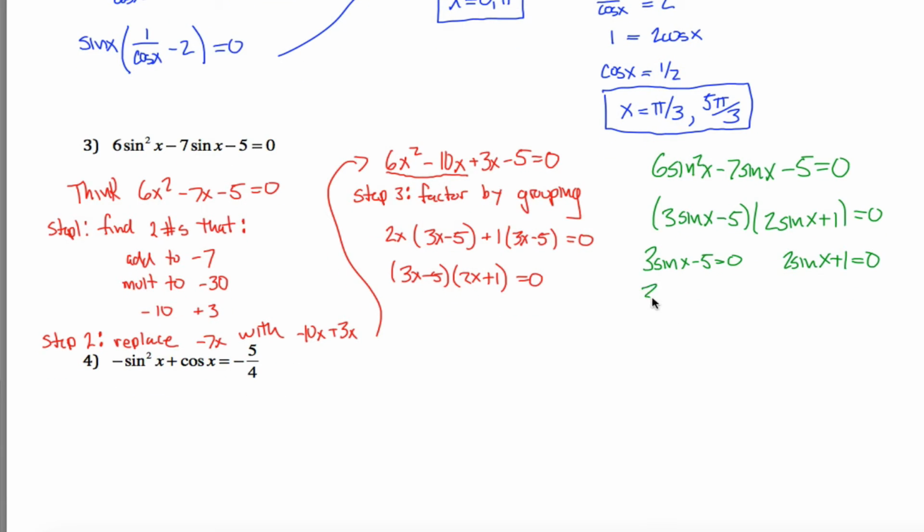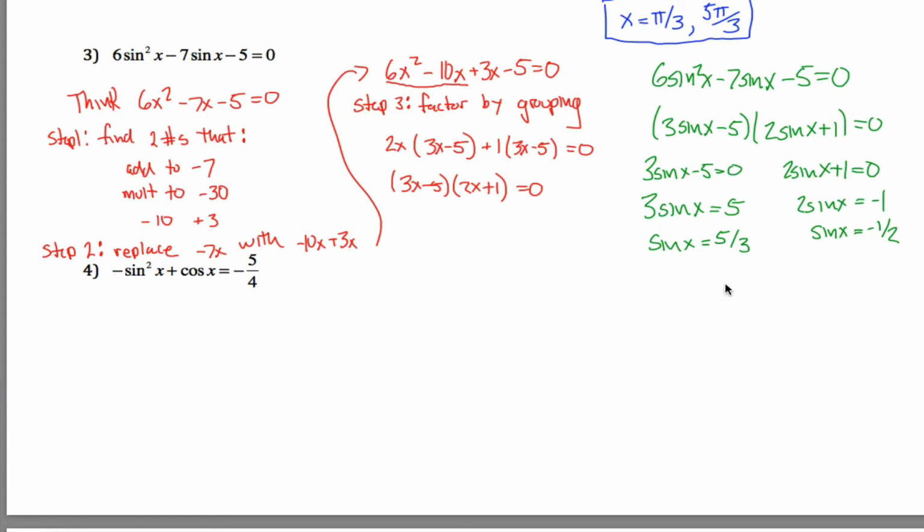So either 3 sine of x equals 5, in which case sine of x is equal to 5/3, or 2 sine of x equals negative 1, in which case sine of x is equal to negative 1/2. Negative 1/2 you might have memorized off your unit circle, 5/3 you don't. Not only is this not a memorized value off your unit circle, this doesn't even exist on your unit circle.